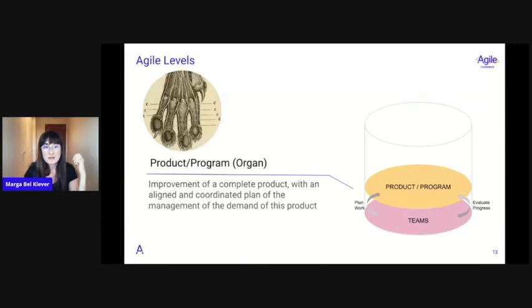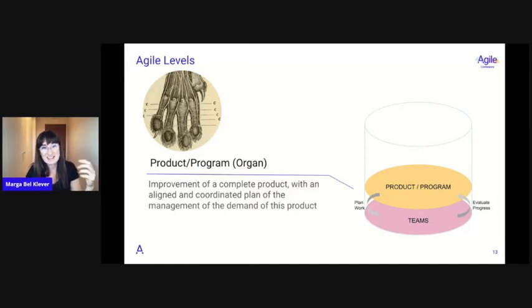If we think of the second level of Agile, we work on improvement of a complete product. We have to align and coordinate the plan. It's like an organism, like the function of an organ in a body, like a kidney. So we have to be aligned so that the kidney works. It is important to have planning and evaluate the progress of it. If we are working with several teams, we have to plan with them what we would like to do to evolve this product. So this connection has to exist.